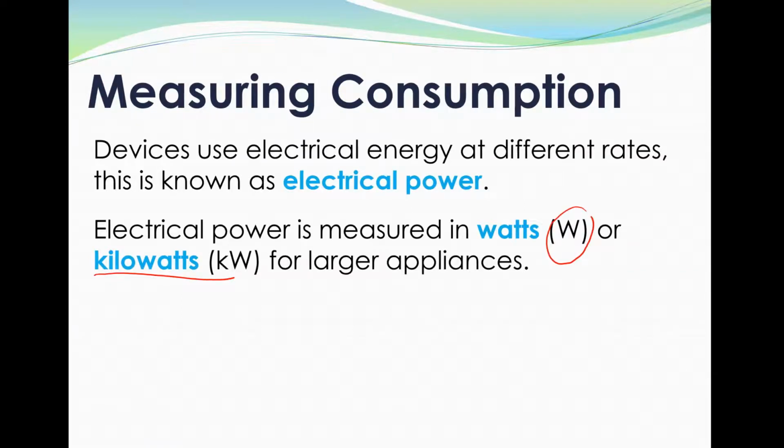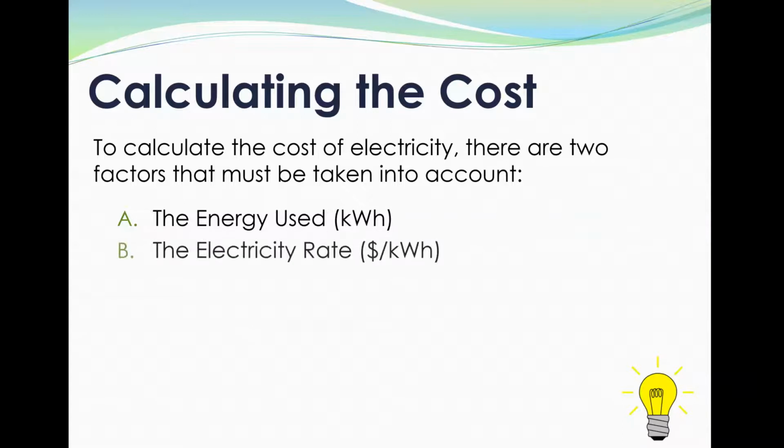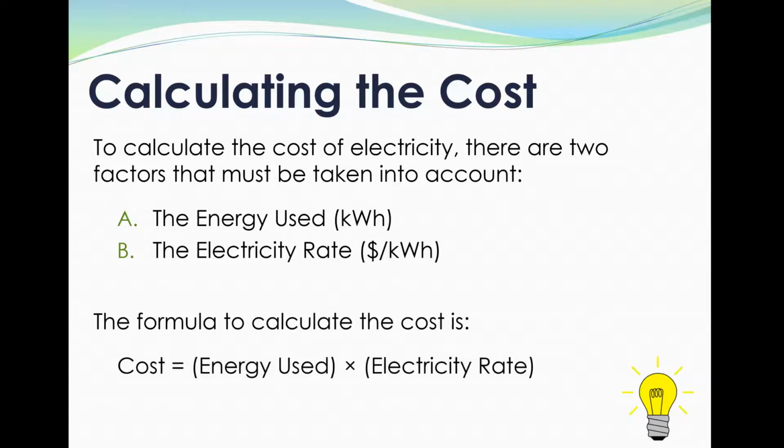So electrical power is measured in kilowatts for large appliances. In order to calculate the cost, there are a few things that need to be taken into consideration. These two factors include the energy that is used, which is kilowatt hours, and then the rate, which is basically the cost, how many dollars per kilowatt hour that the electricity costs.